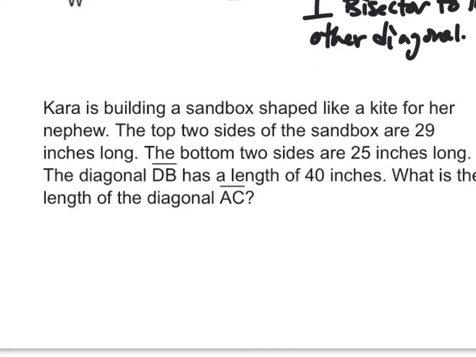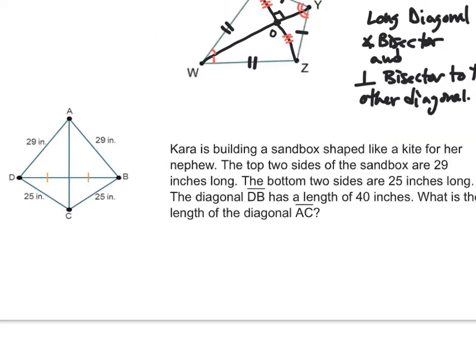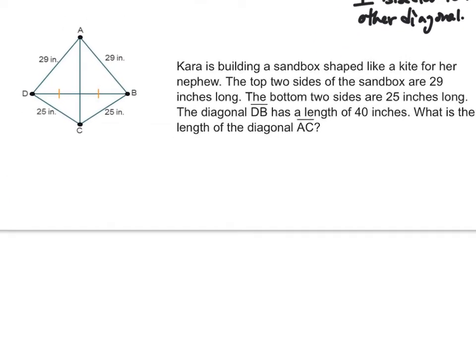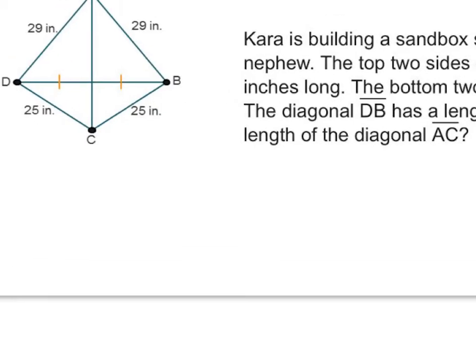So then, okay, let's look at another problem here. It says, Kara is building a sandbox shaped like a kite for her nephew. Isn't that nice? It's a nice thing to do for your nephew. The top two sides of the sandbox are 29 inches long. So I've got these two sides are 29. The diagonal DB has a length of 40 inches. So the whole thing is 40 inches.